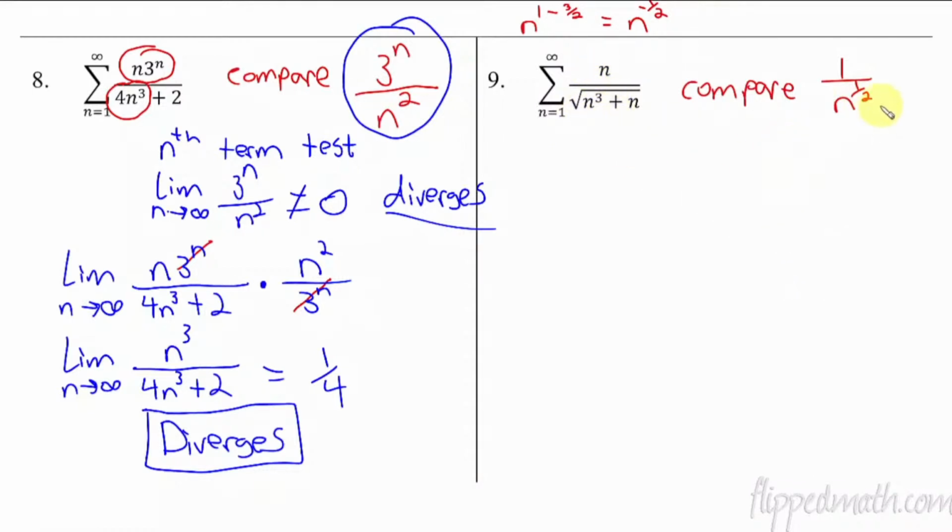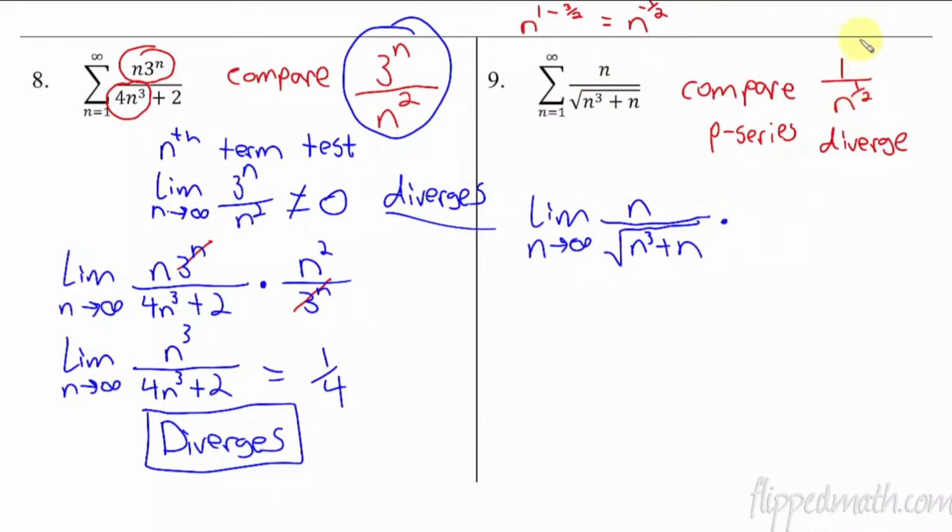Now this is a p-series, because we have to know if this diverges or converges. This is a p-series where the p is between 0 and 1, so this is going to diverge. Now let's figure out if this one also diverges. They both diverge if the limit is finite and positive. So we'll take the limit as n approaches infinity of the original, multiplied by the reciprocal here.